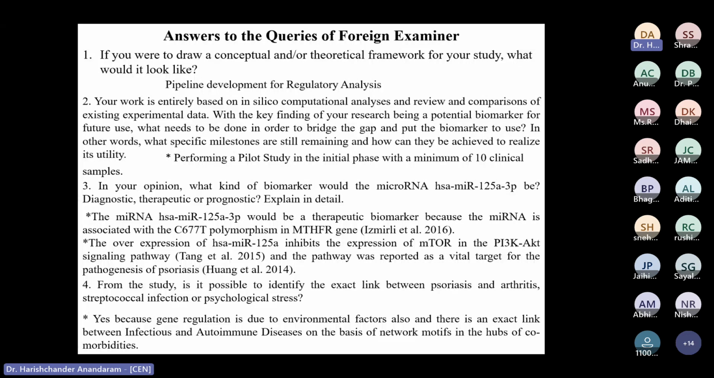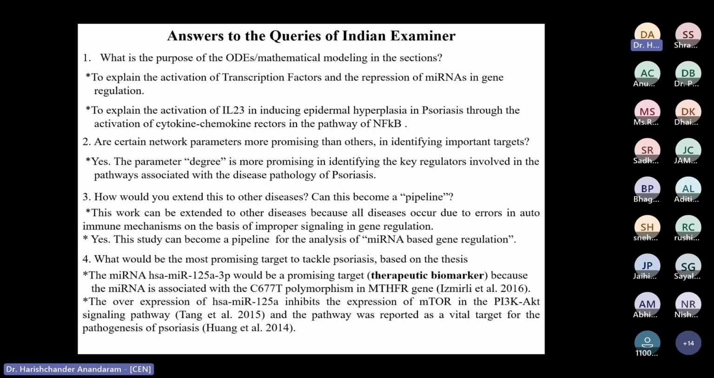And with respect to the biomarker, it's a therapeutic marker associated with the C67T polymorphism. It's a finding which was reported in 2016, because we reported in 2014. After that, some relation came in another journal. And then the mTOR signaling, phosphoinositide 3-kinase and the AKT pathway is also related to the signaling. So whether the model can be directly applied to other diseases, yes, it can be applied because all factors were included. And what's the purpose of the differential equation? Then only the transcription factor based repression in gene regulation will be analyzed.